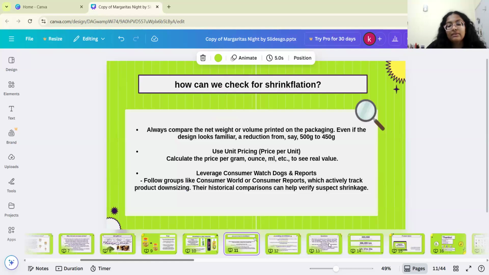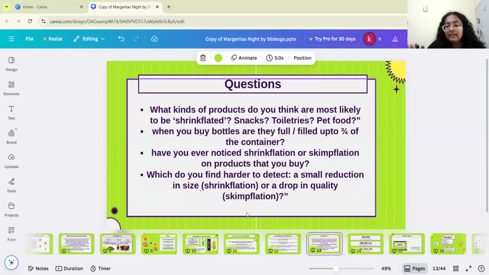So my last question is, what do you guys think is harder to detect? Shrinkflation or skimflation? Anyone? Yes, Mansi? I think inflation. What? Inflation. It is skimflation. So that's all I have for today about shrinkflation and skimflation. Do you guys have any questions?